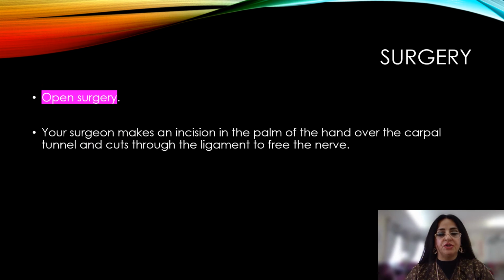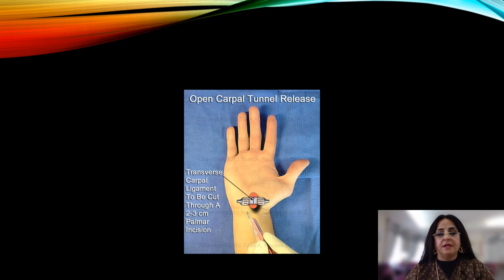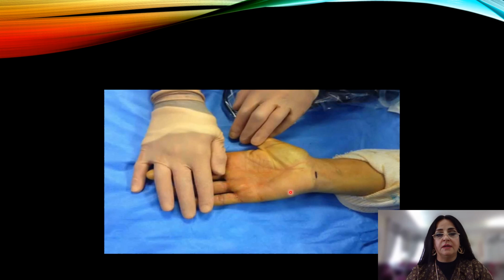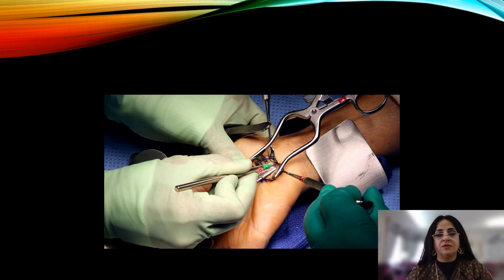And of course, open surgery. In the open surgery, that's the position of the surgery. Usually we do the opening in the palm area, and we cut the transverse ligament 2 to 3 centimeters with the palmar incision here. This is the location of the surgery site in the palmar area. This is the position of the hand. As you can see, this is the surgery site.